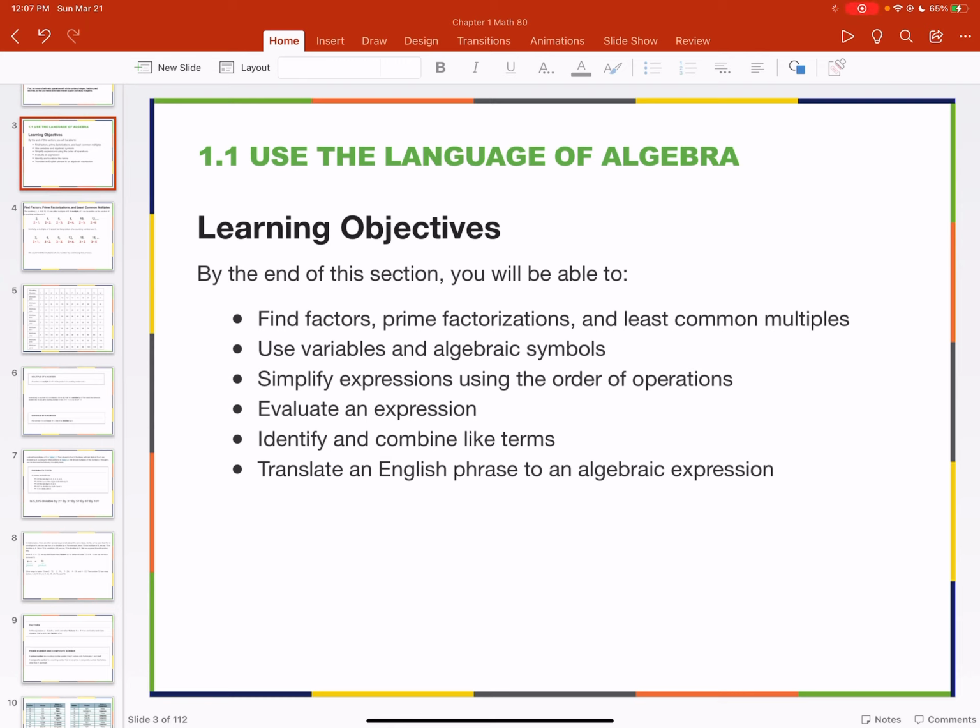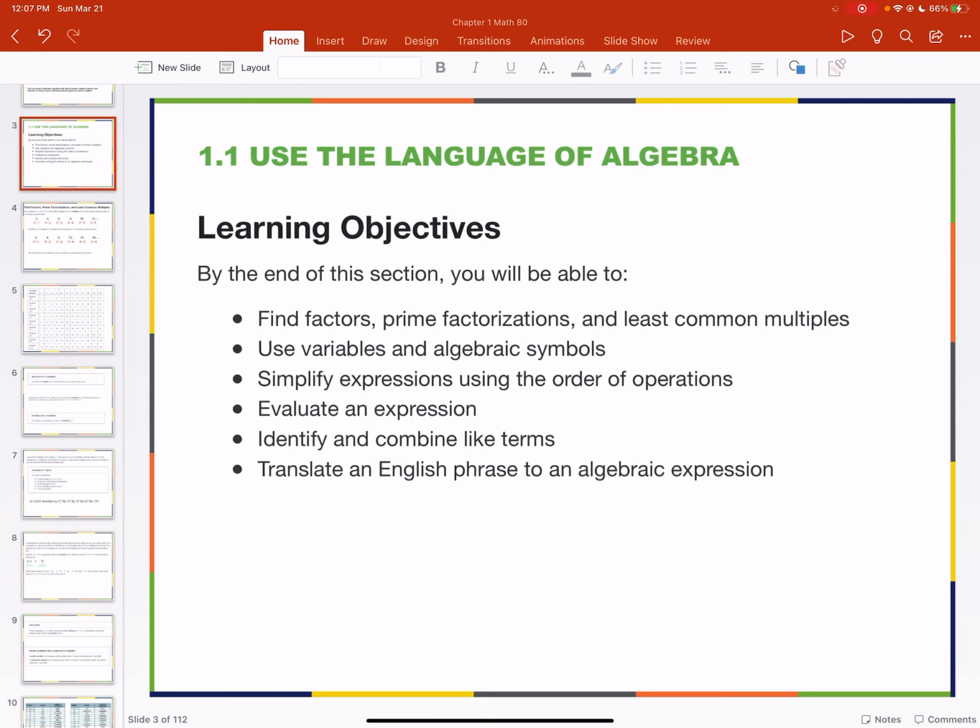So for those that had me for elementary algebra, you're going to see a little bit of the same stuff. So the first chapter is going to be review for you. And for those that have me for the first time, welcome. And let's just get into it here.